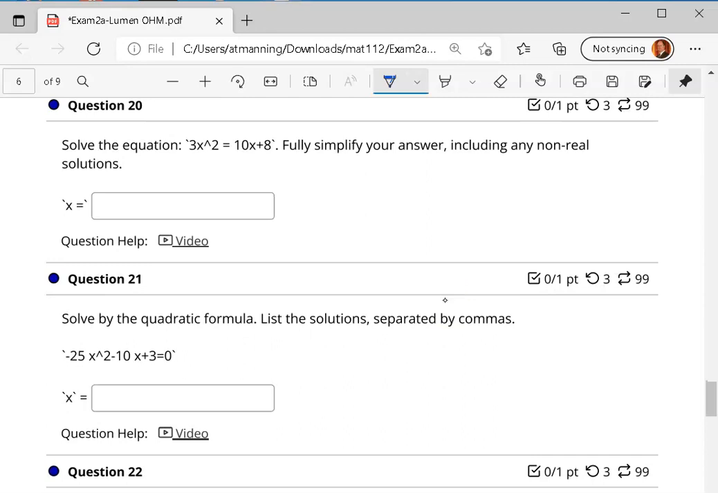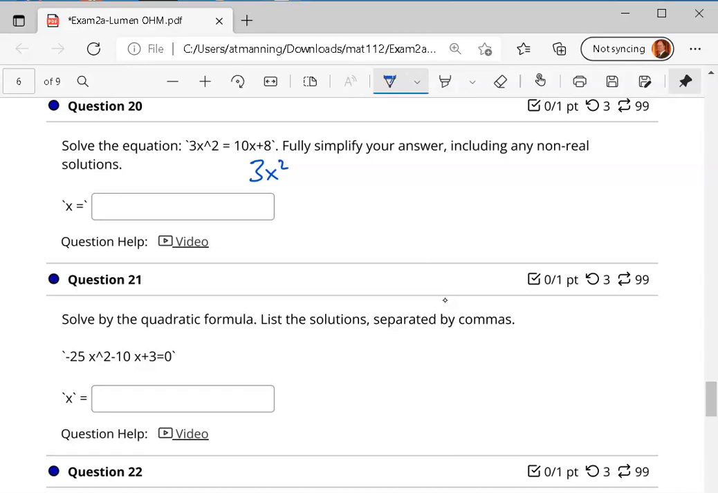Now let's write it out more simply. 3x squared equals 10x plus 8. Solve the equation, fully simplify the answer. Let's see, nothing to factor out. Well, it looks like they want us to just do the quadratic formula, or I suppose we could try to factor it out. Either way might work. Let's see what this could do. Let's just try the factoring.